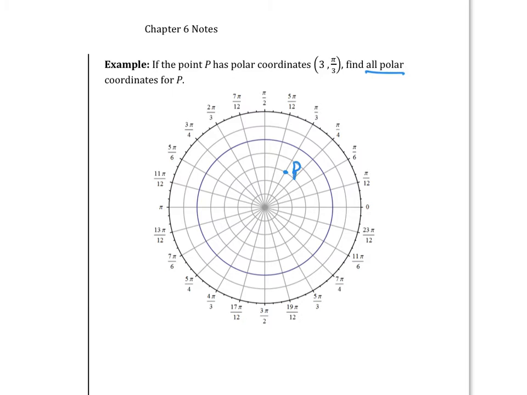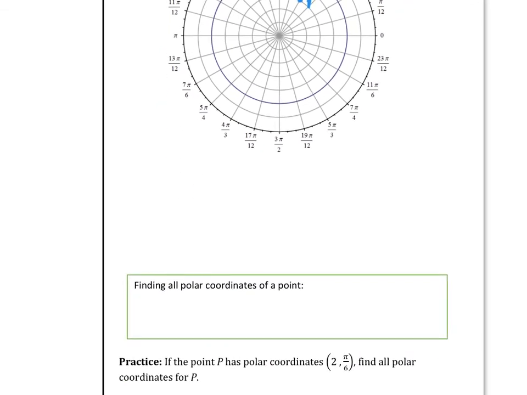All right, what does it mean by finding all polar coordinates of P? So right now we're getting to this point by going r, theta. Now we don't have to go r, theta, right? We can also go r and then turn all the way around this way, or we can go this way and get here, or some other way. So basically there are many different ways to get to this point. So what are all the ways that we can get to this point?